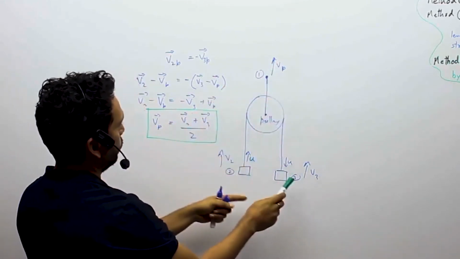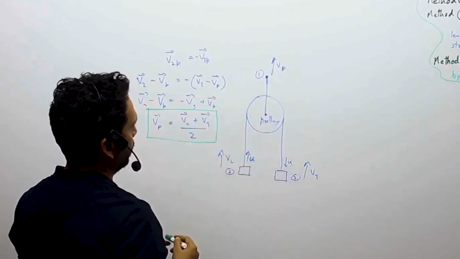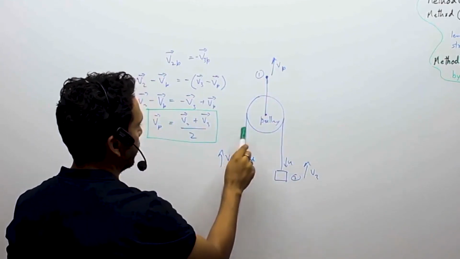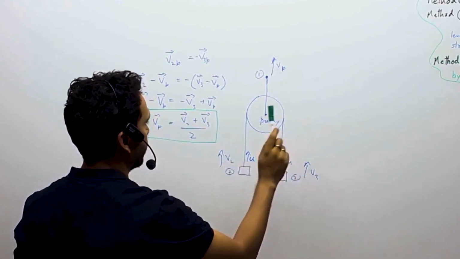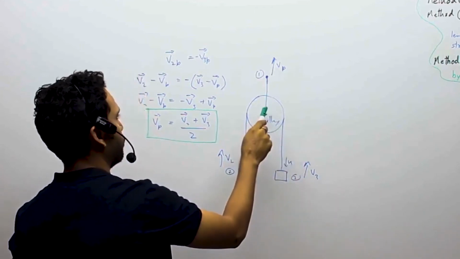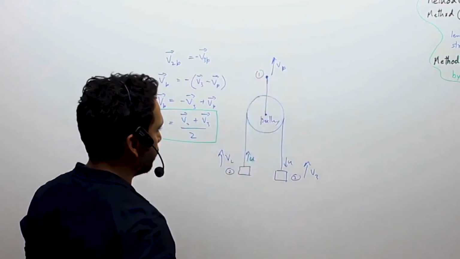So v2 up, v3 up, by 2 is vp. So this was, say, going with 2 meter per second up, and this was going with 4 meter per second up. Then the pulley must be going up with 3 meter per second.